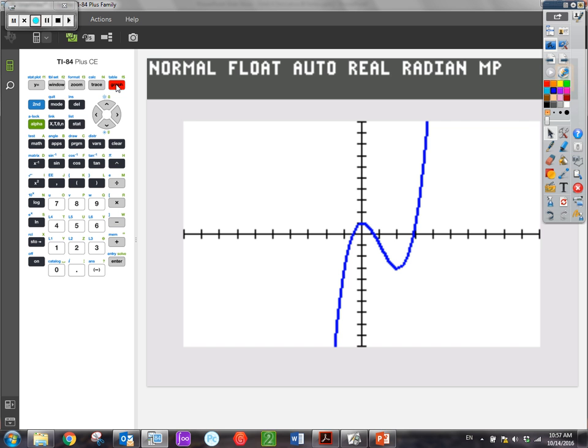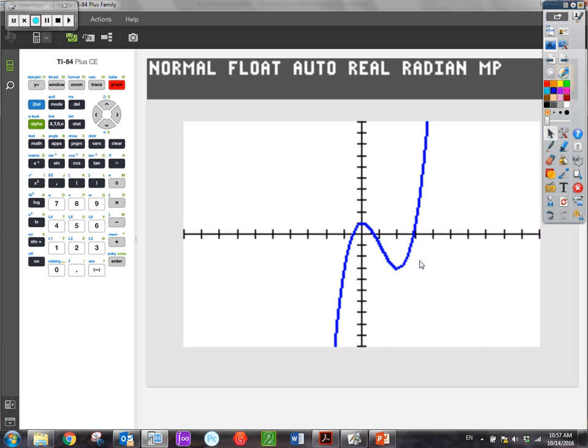And what did our information say? It said we were increasing from negative infinity to 0. Yeah, that's true, right? Then we were decreasing from 0 to 2. Okay, that's verified. Then we were increasing from 2 to infinity. So that all checks out.